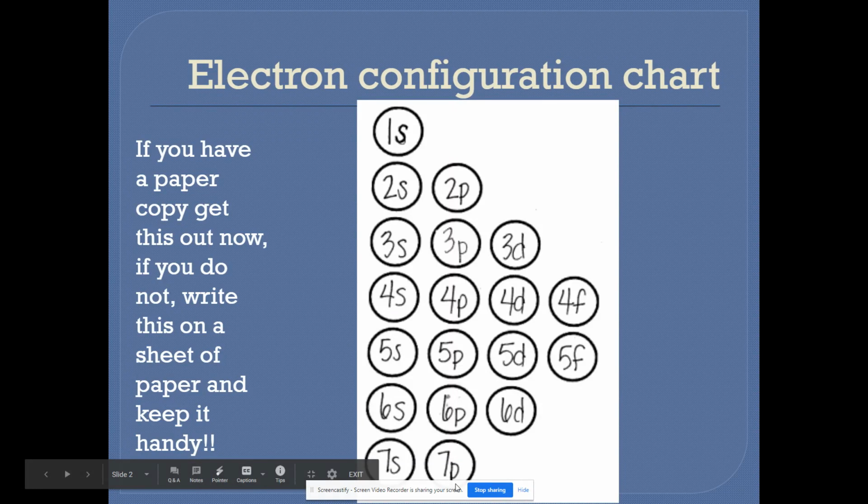This is the electron configuration chart. If you have a paper copy, go ahead and get this out and fill it in. You may have already done it from what I gave you yesterday.